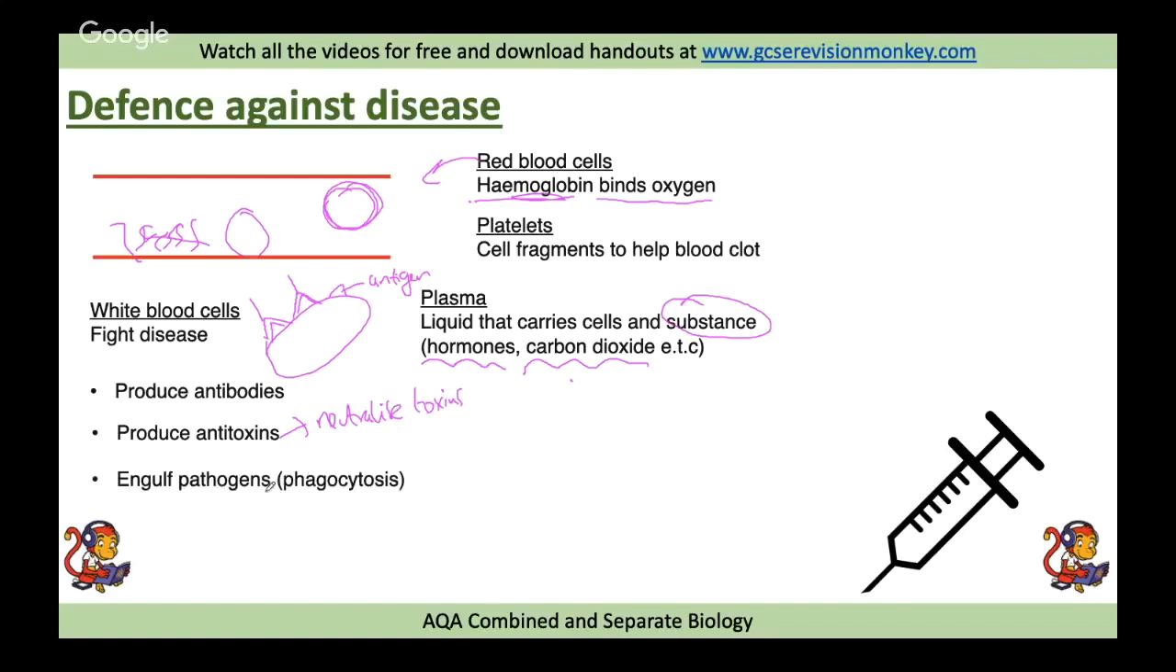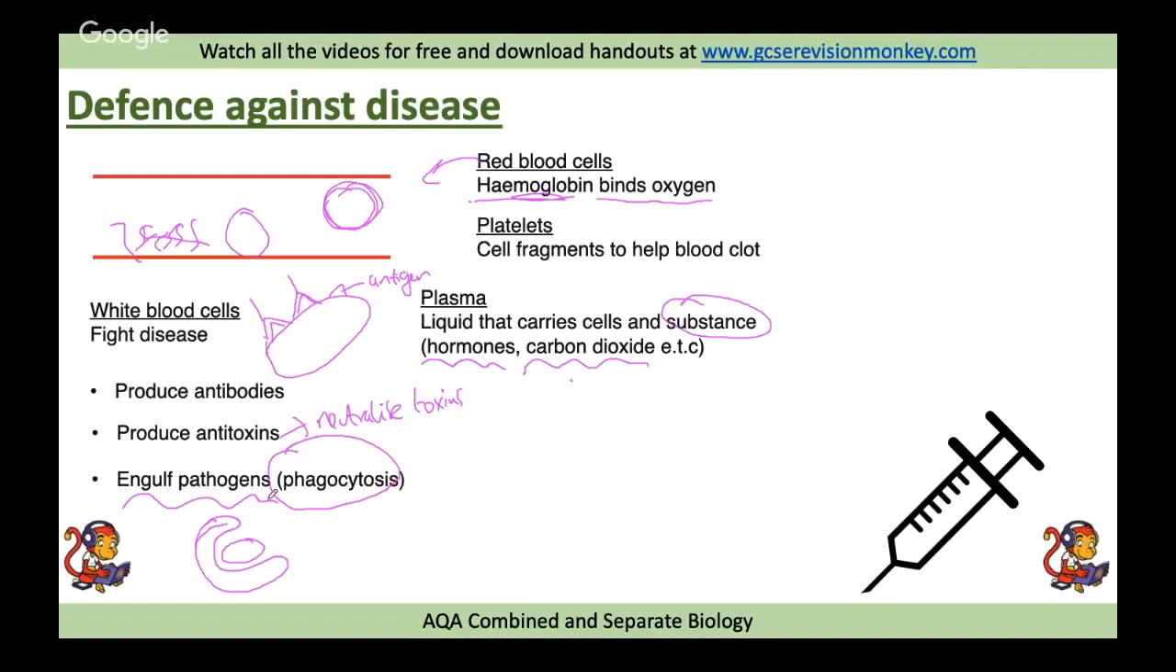And finally, the reason why I said 4 things is because they can engulf pathogens. And as a 4th mark, you may need to recall the word phagocytosis, which is when the white blood cells will come to a pathogen and engulf it and then digest it. So do not say eat. They don't have mouths. Okay, remember they're just the white blood cells.